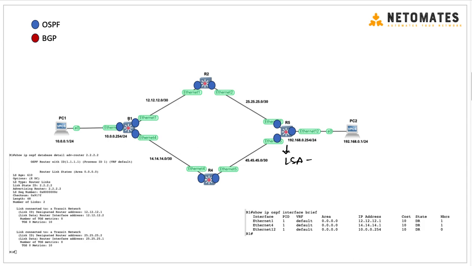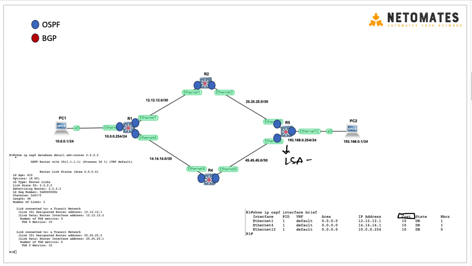In OSPF the metric is cost. The cost to the distant network is calculated by adding the costs of all the outgoing interfaces in the path between the router and that network. In this topology all the interfaces have the same cost. You can verify that using the command show ip ospf interface brief, and you can see the cost column here. By default in this topology it has the cost value of 10 for all the interfaces.